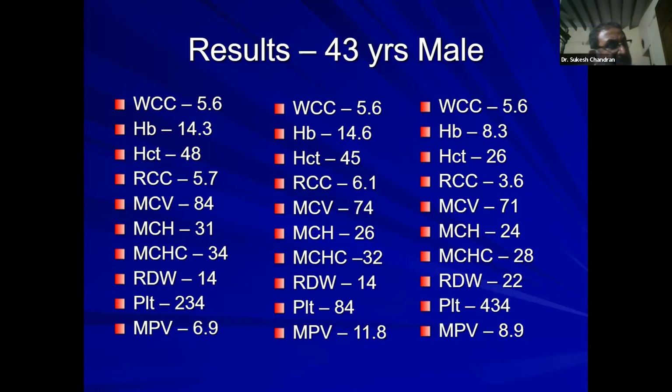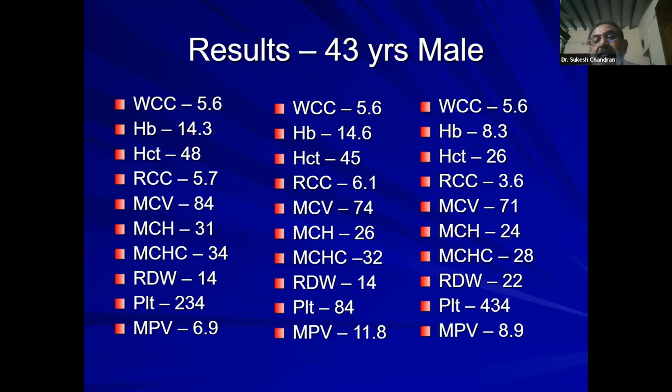The next person looks like also having normal hemoglobin, but the MCV is low. The MCH, okay, borderline or low. MCHC is fine. RDW is normal. Platelet count is slightly low, but the MPV is larger, more than 11.5. So that means there are giant platelets.